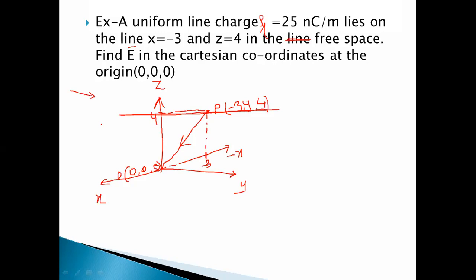Okay, and this is an infinite line. It is from minus infinity to plus infinity, and it is parallel to the y-axis, because the y coordinates are not given here. Y is constant here. So we simply neglect this, which means we consider the y coordinate as 0 here. Now we have to find the E bar. So how to find E bar? E bar is equal to, now which formula we have to use here?